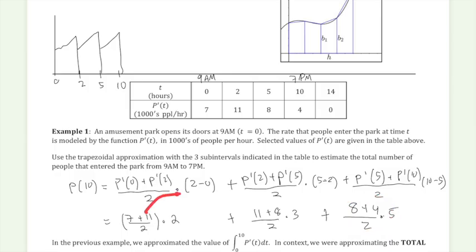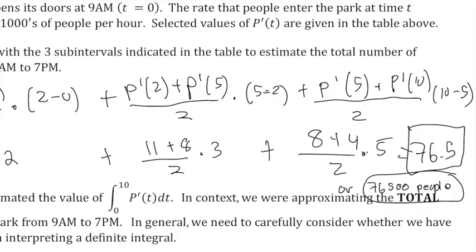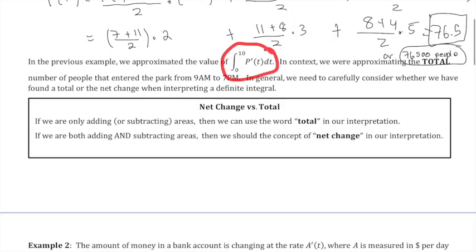And then if we add up all of these values together, we should get that it is 76.5. And again, this is in thousands of people. So it's going to be 76,500 people. Okay, so this is what we were approximating in example 1. We were approximating the area from 0 to 10 under the function.